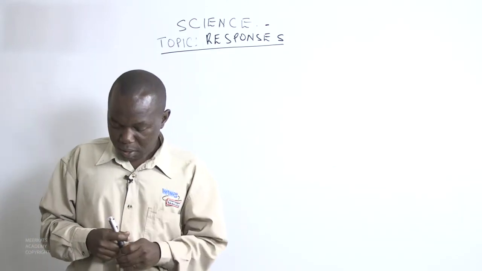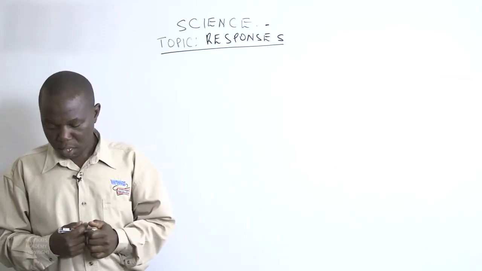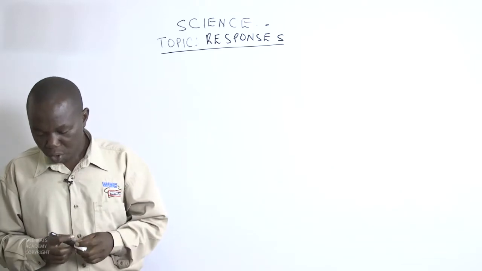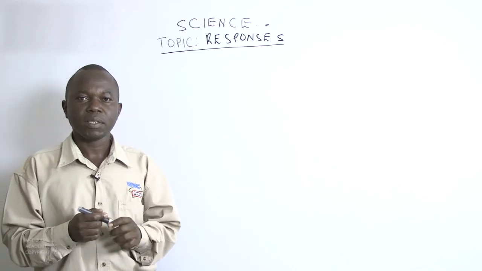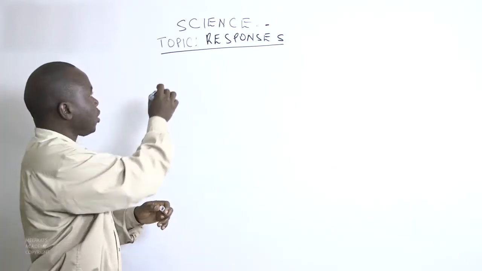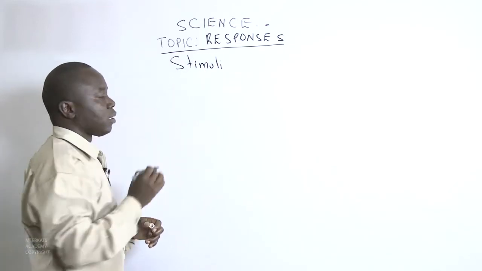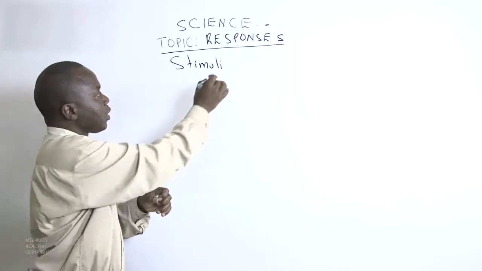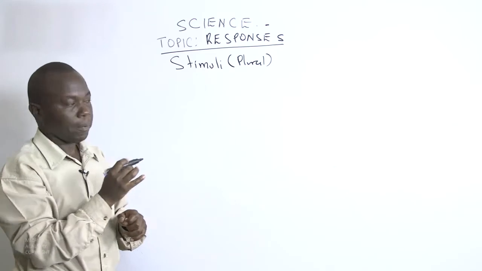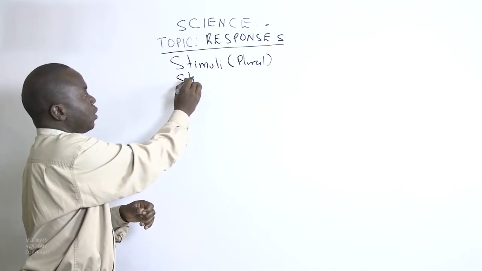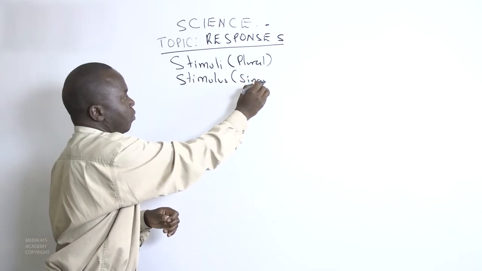So we know that there are so many changes that take place around our bodies, either externally or internally. When there are changes in the environment, we call that change in the environment a stimuli. If there are many, this is the plural form, stimuli. If it is just one change, it is called a stimulus, singular form.